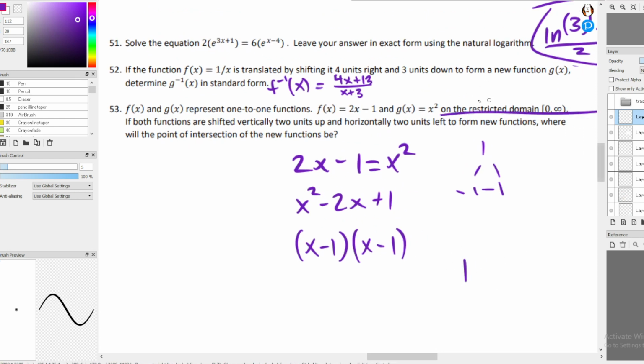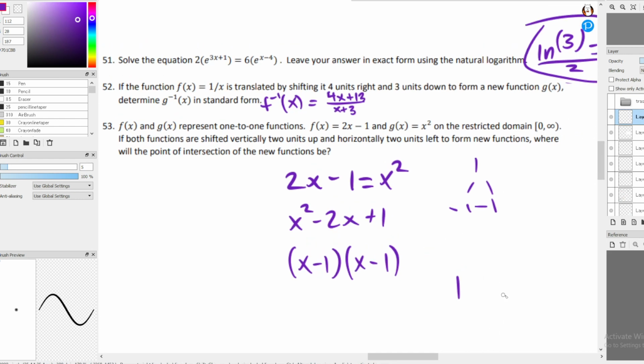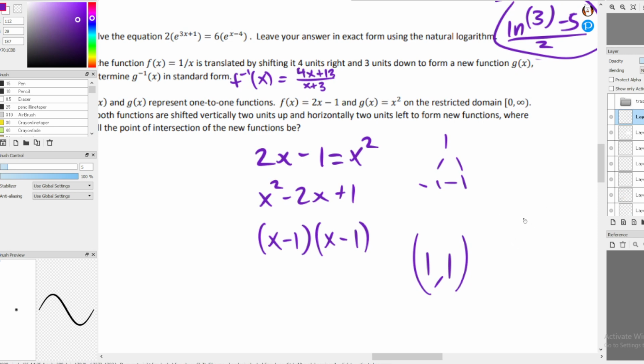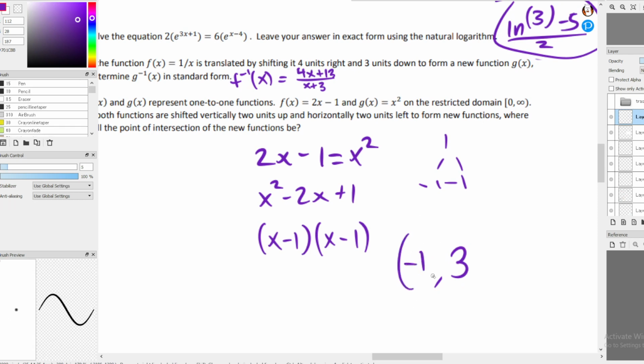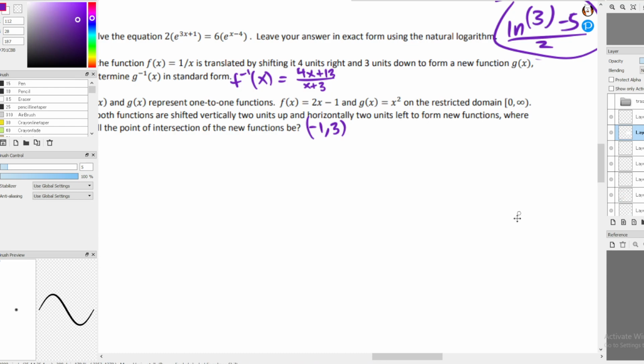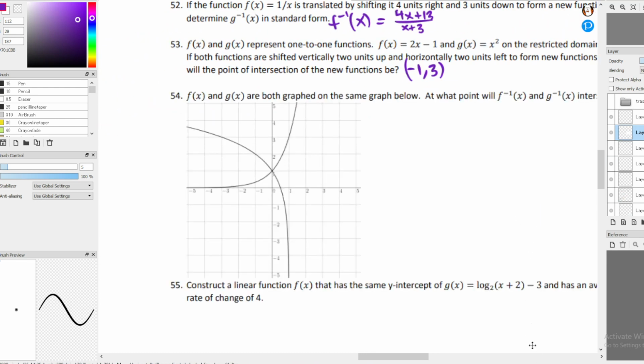That's why it gives a restricted domain, because it's kind of weird when you have two of the same things. Anyway, we'll plug this back into our function. I'm going to do this one because it's easier to me in my head, but it really doesn't matter. You'll get 1 squared is 1, so your intersection point is (1, 1). But we do have the shifts, so we go up by 2, so 1 plus 2 is 3. And we go left by 2, so 1 minus 2 is negative 1. So our point is (-1, 3). We're so close. 3 more.